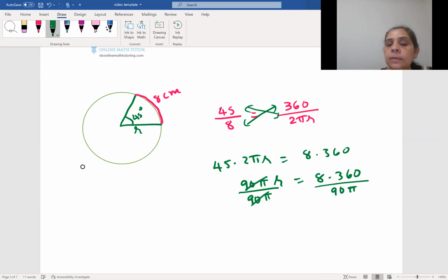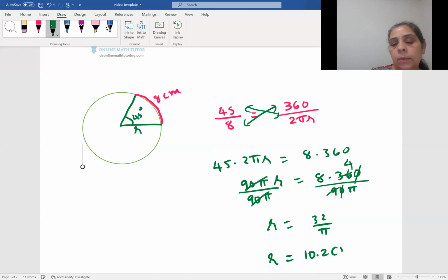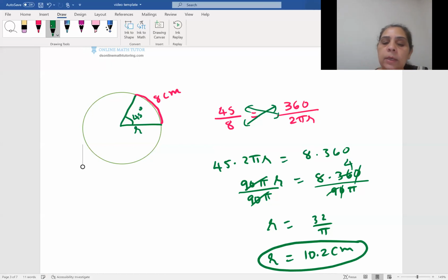You can cancel this. Now let's see if we can reduce anything. We have 0 and 0, so we can reduce by 10. And 9 times 4 is 36. So r is 8 times 4, 32, divided by pi. Simply use a calculator: 32 divided by pi, which is 10.2. So we have radius is 10.2 centimeters, and that's how you find the radius.